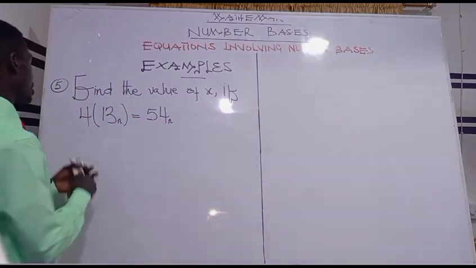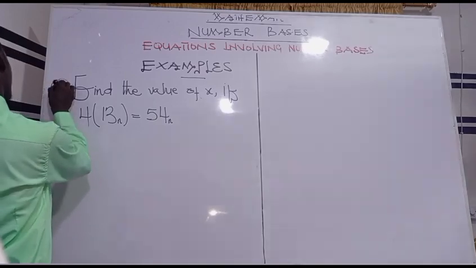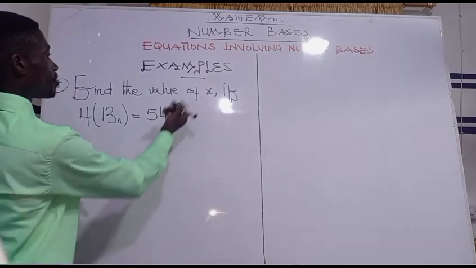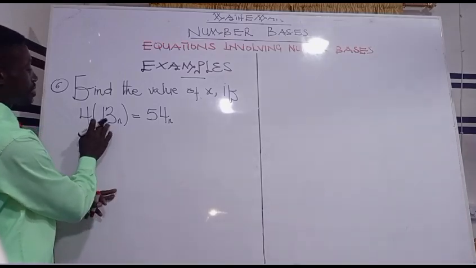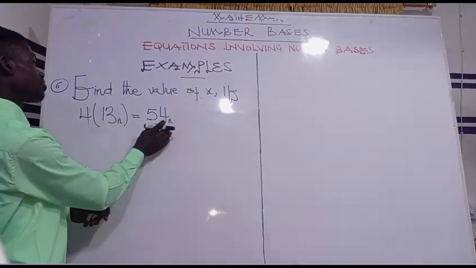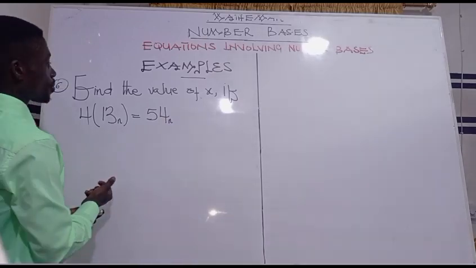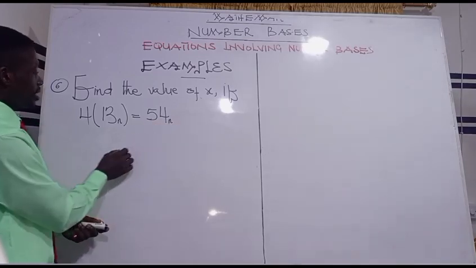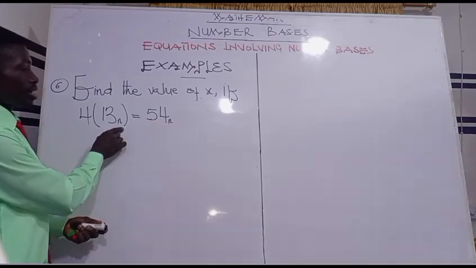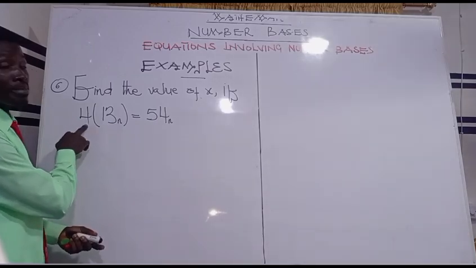So we have our sixth example. We have to find the value of x if 4 times 13 to the base of n is equal to 54 to the base of n. So we realize that we have 54 to the base of n and then 13 to the base of n. But we have 4 here. This 4 is in base 10.